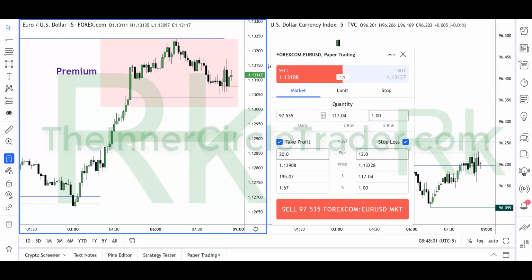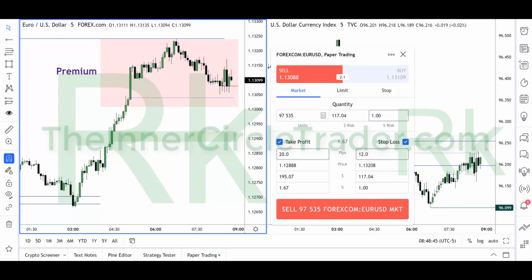Now, that's a short also right there on Euro Dollar. If you didn't hit the first run, that right there is a short. And if you looked at a 1 minute chart, that's actually a bearish optimal trade entry. I'll let you look at that on your own.